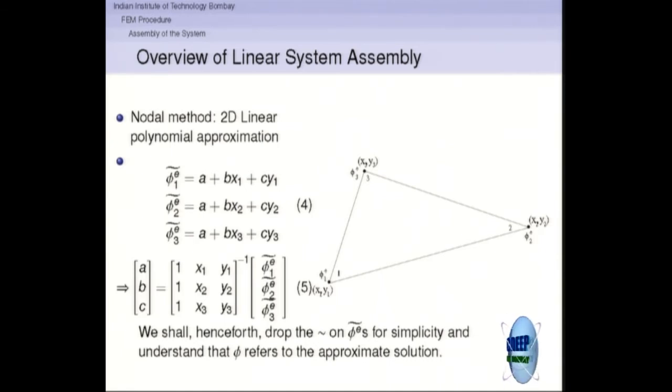If it could have been quadratic also, then your expression will be A plus Bx plus Cy plus Dx square plus Exy plus Fy square. So that would be quadratic approximation, but then there will be how many? 6 unknowns to be determined, is it not? Here for each element how many unknowns are there? 3, A, B, C, is it not?